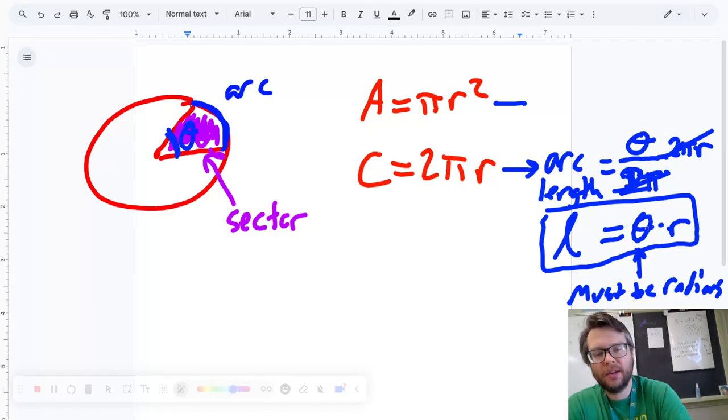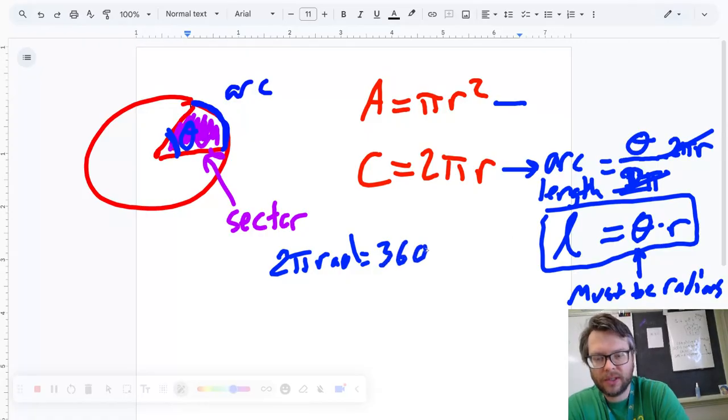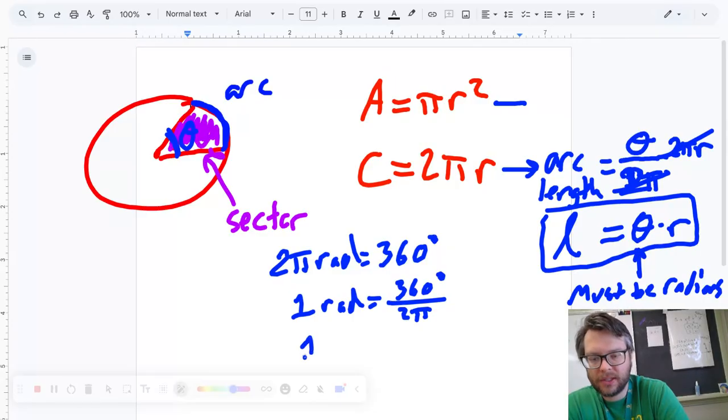Okay? And we can convert between radians and degrees because we remember that 2 pi radians is equal to 360 degrees. So that means that 1 radian is 360 degrees divided by 2 pi. Some people like to simplify that down to say that 1 radian is 180 degrees over pi. And that means that if you wanted to know how much, say, 10 radians is, you'd multiply both sides by 10.